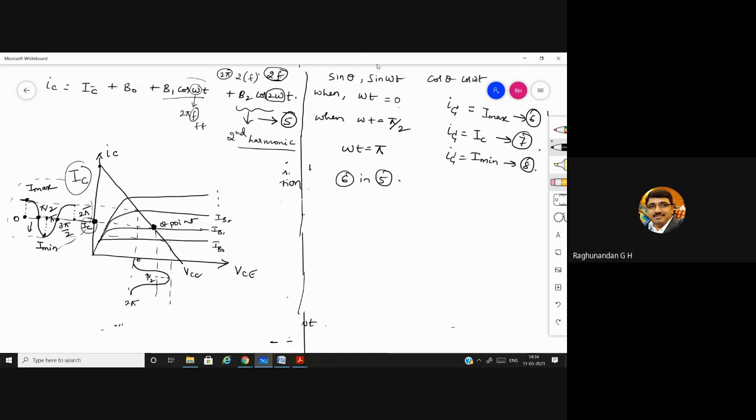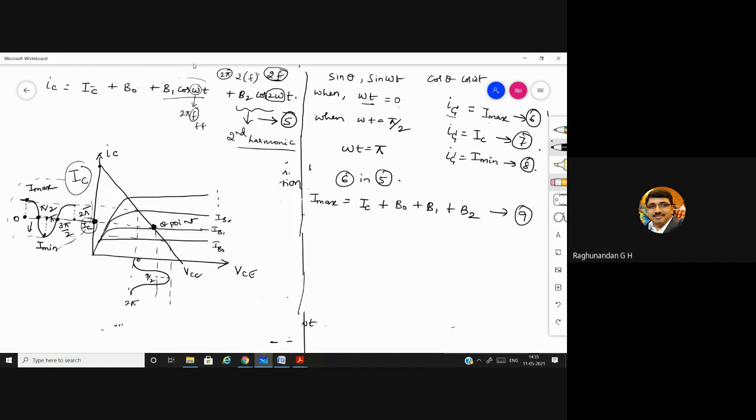That means you need to substitute omega t value, and in the place of IC you need to substitute Imax. So if you substitute, you get Imax is equal to IC plus B0 plus B1, because cos 0 is 1, that's why we are having B1 only, plus B2, again 2 into 0, cos 0. So take this as equation 9.